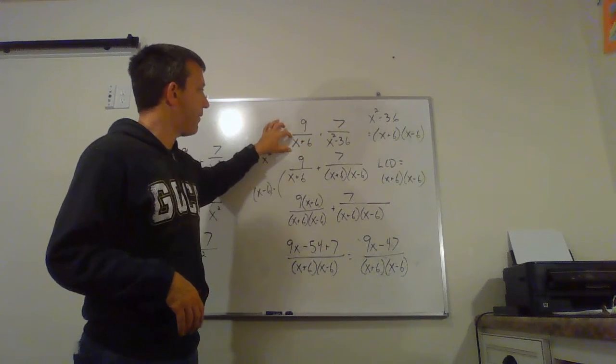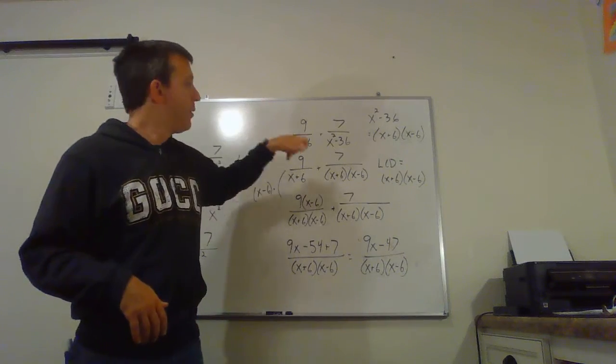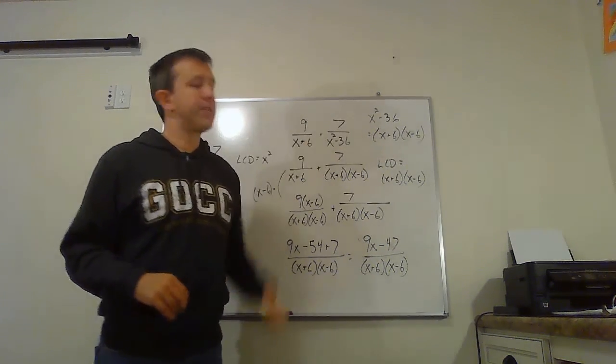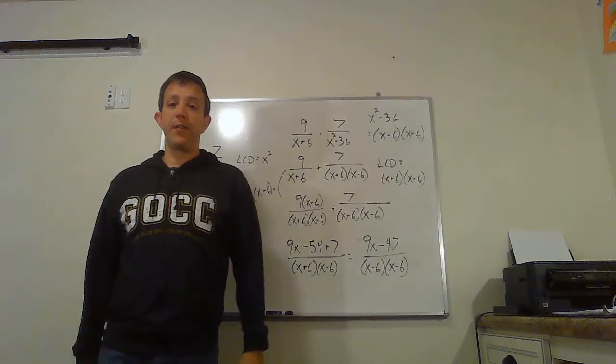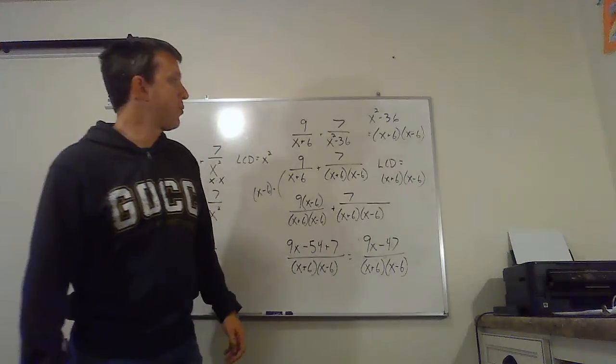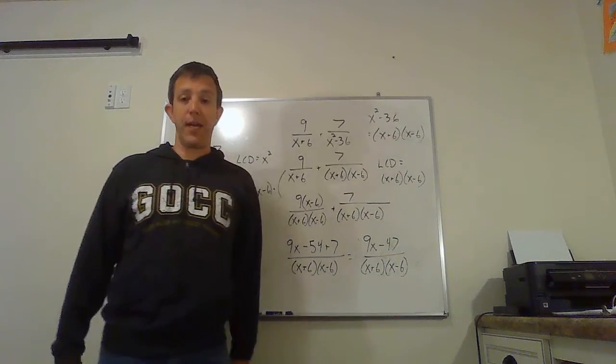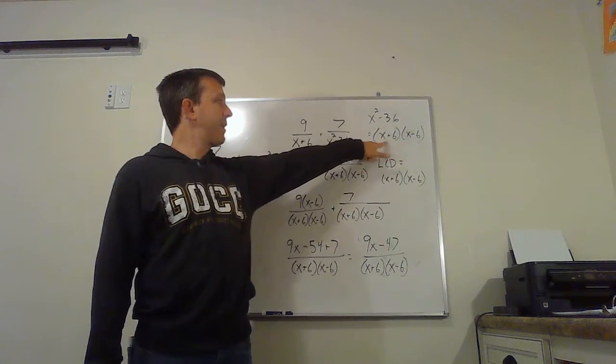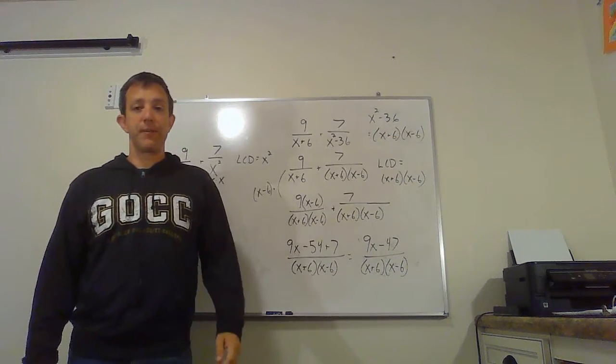X plus 6 does not factor, so I just left that alone for now. But you'll see that I took x squared minus 36 off to the side, and then I factored it. I recognize that it's a difference of squares, right? 36 is 6 to the second power. So it factors to be x plus 6 times x minus 6.